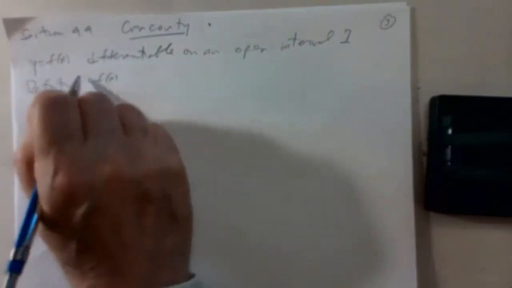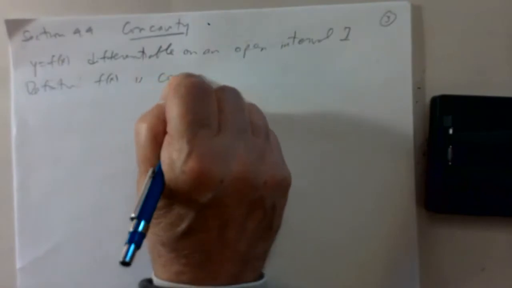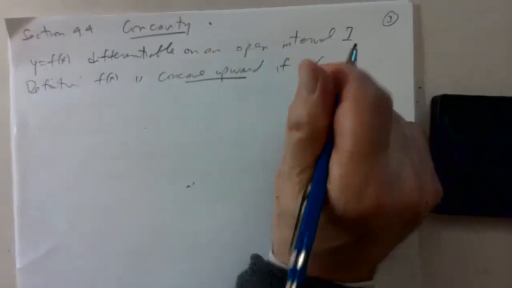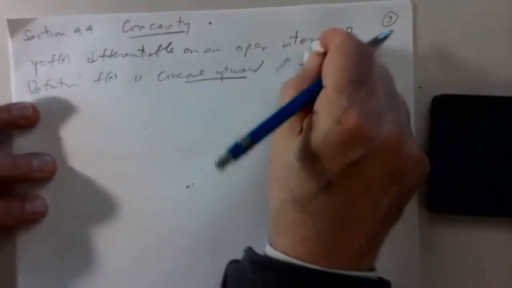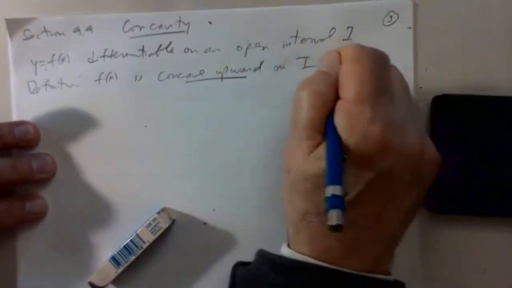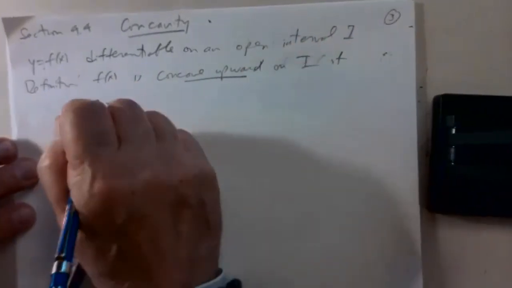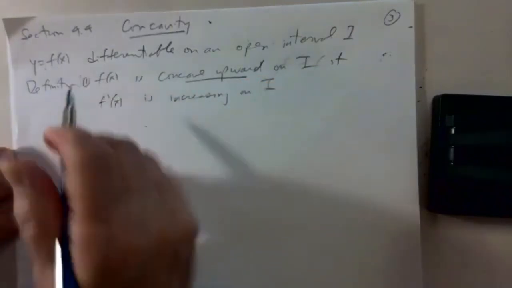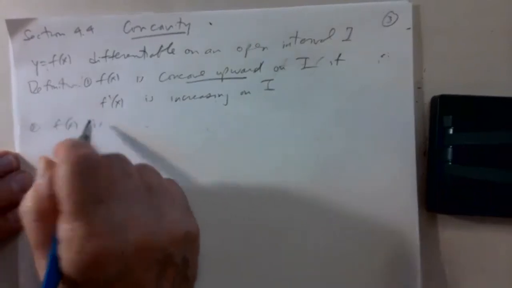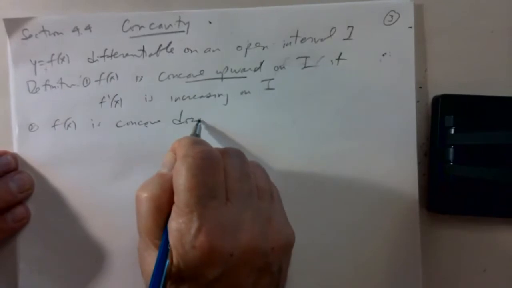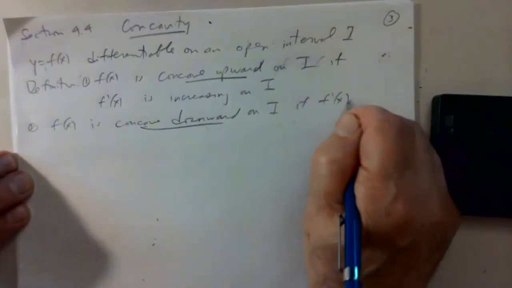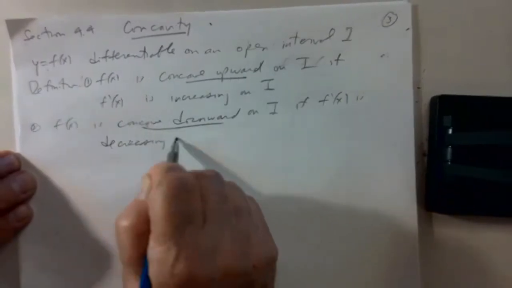The graph of f of x is concave upward on the interval I, if the derivative f prime of x is an increasing function on I, and f of x is concave downward on I, if the derivative f prime of x is decreasing on I.